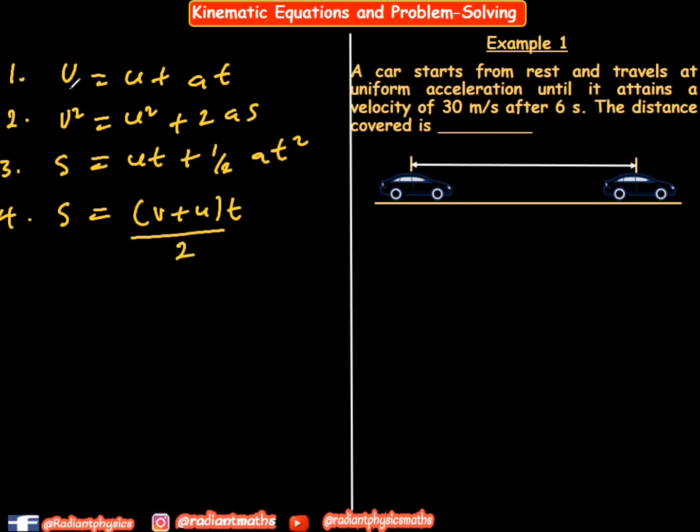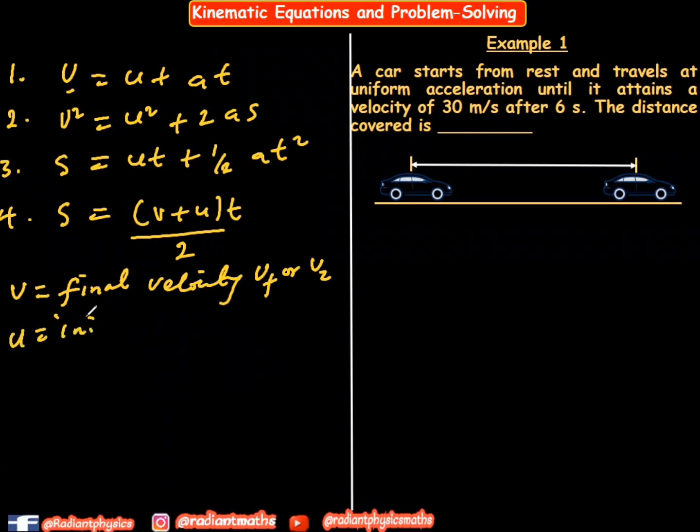Now, each of the variables in these equations has its own meaning. So we have V as the first variable here. V here stands for final velocity. In some textbooks, you may see something like this or even V2. They all mean the same thing. And then the second is U, which is initial velocity. That is the starting velocity. Again, in some textbooks, you may see something like this, VI or even V1. They all mean the same thing.